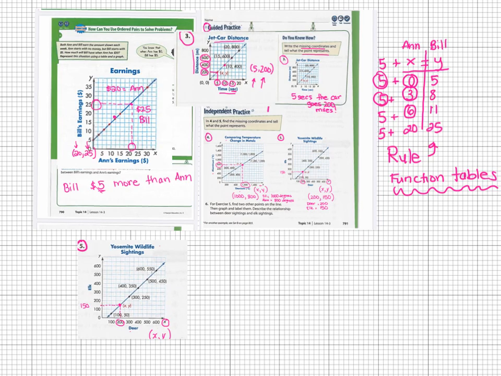Okay, boys and girls, our last problem that we're going to do together is here. It is problem 6, and it says for exercise 5 times, find 2 other points on the line, then graph and label them. Describe the relationship between a deer and the elk sightings. Okay, just for time, we're just going to do one extra coordinate on the line. And so it says find two other. Yeah, so that means we need to actually find two more.